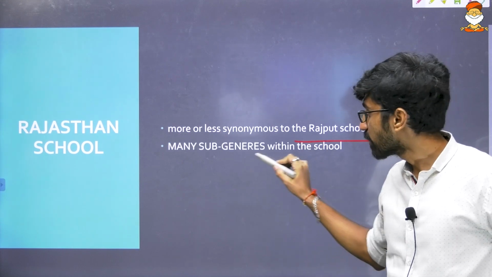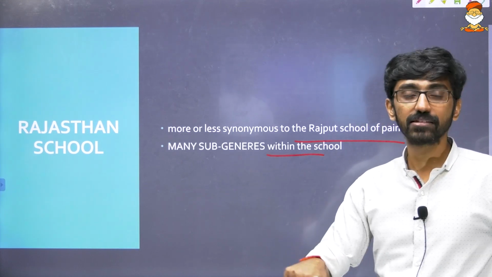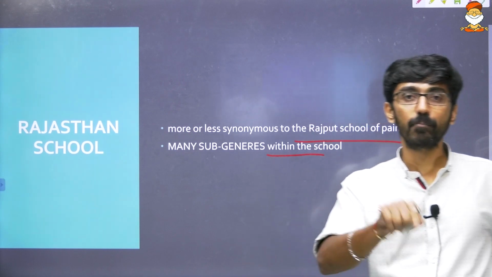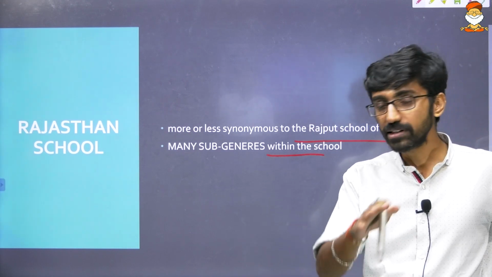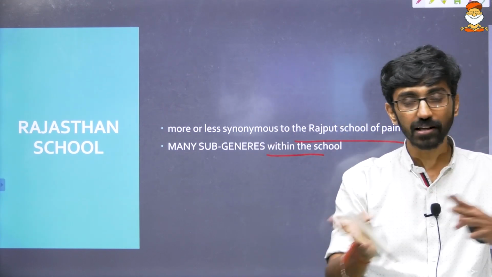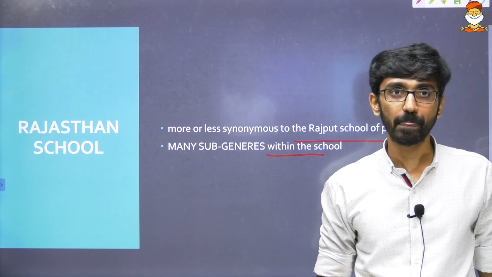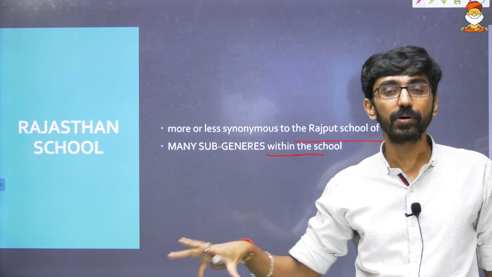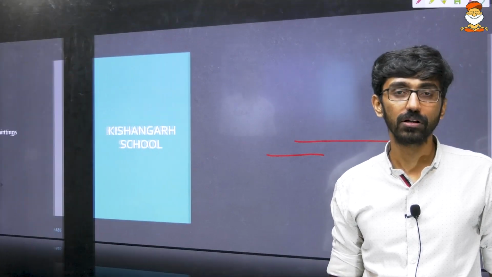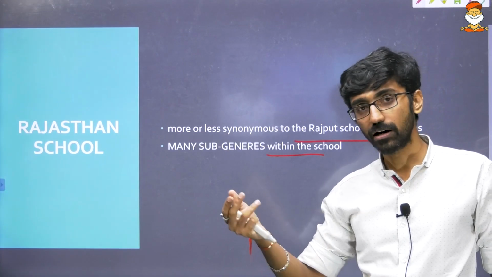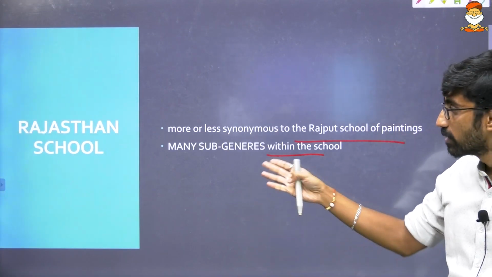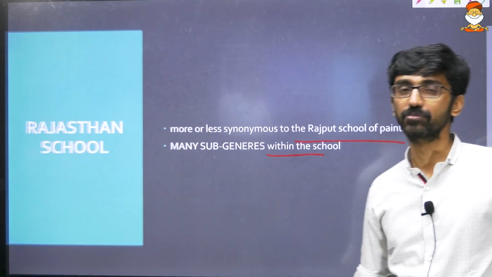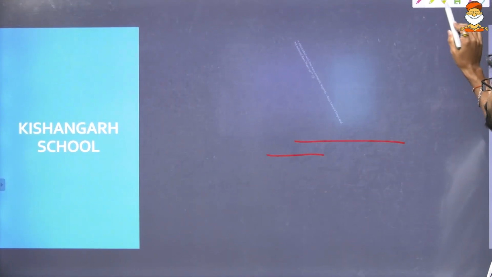And there are many subgenres within this school. The subgenres are Jaipur, Bandi, Marwar, Mewar. These kinds of subgenres are there, and Banitani is also one of those subgenres. Rajasthan school is an umbrella school, and under it there are so many subgenres, like how Nagara school in Odisha has Western as well as Eastern. In the same way, Rajasthan school also has many subgenres, and one such school was Kishangarh.